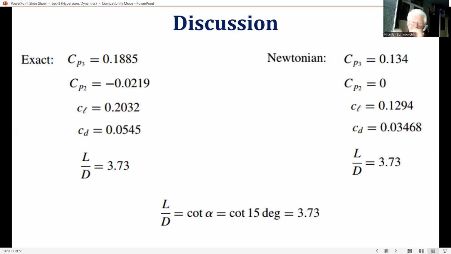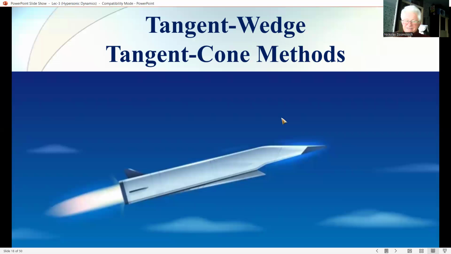For example, everything else being equal, the higher the value of lift-to-drag ratio, the larger the range of the vehicle. The design of hypersonic vehicles with a reasonable value of L over D is a challenge, or better said, a quest, as will be discussed a bit later in our lecture. Now, let's analyze another topic of today's lecture, called tangent wedge and tangent cone.